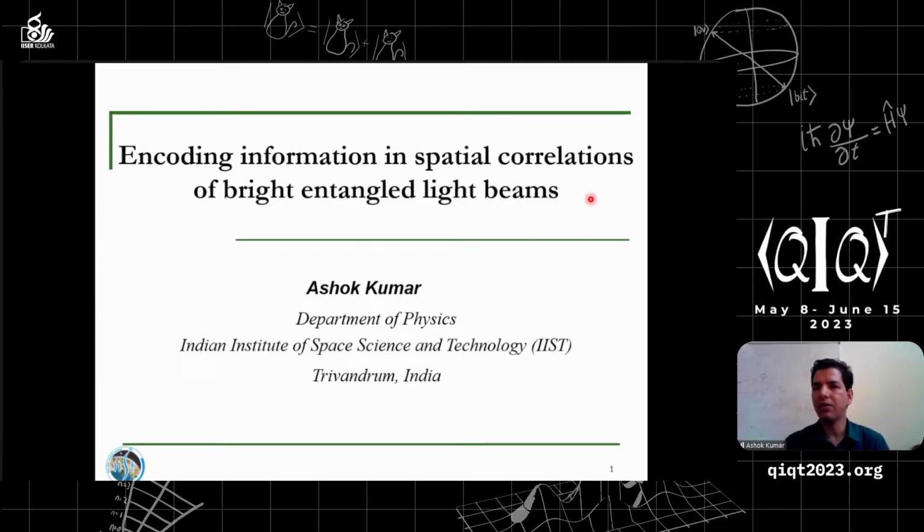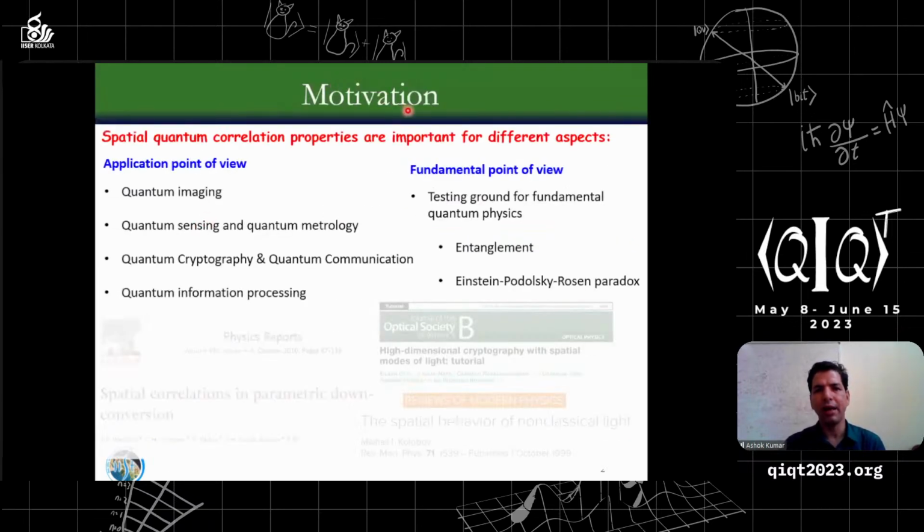Okay, thank you. I would like to thank the organizers for inviting me here. The title I kept is encoding information in spatial correlation of bright entangled beams. But I would like to emphasize that my talk won't be covering only this specific aspect. Because I noticed that there are a lot of students here, I want to give an overview of spatial quantum correlations. And then at the end, I would like to talk about how we use these spatial quantum correlations for information encoding.